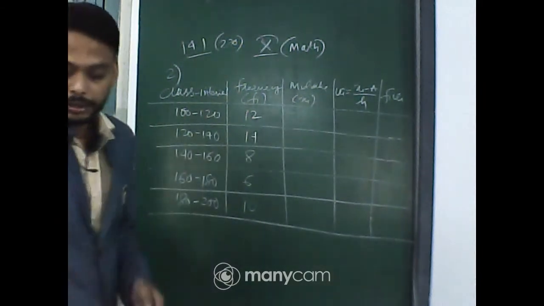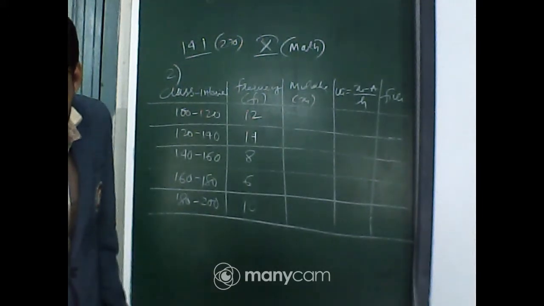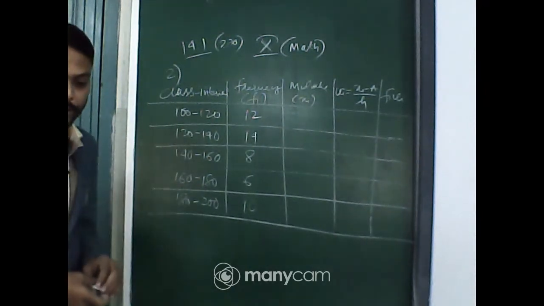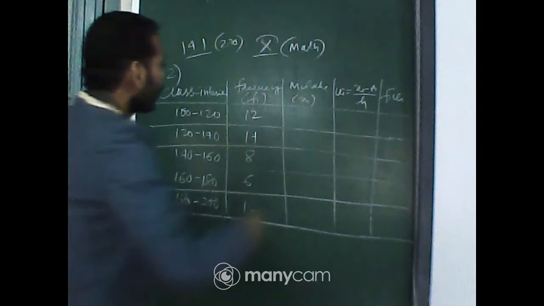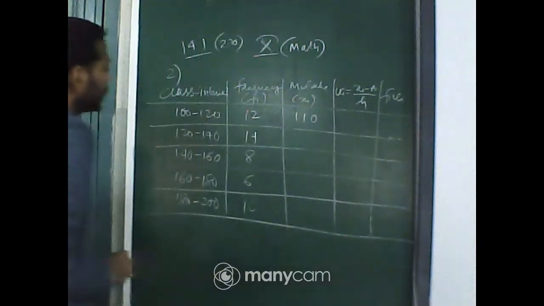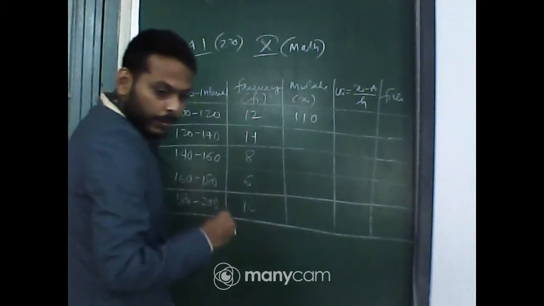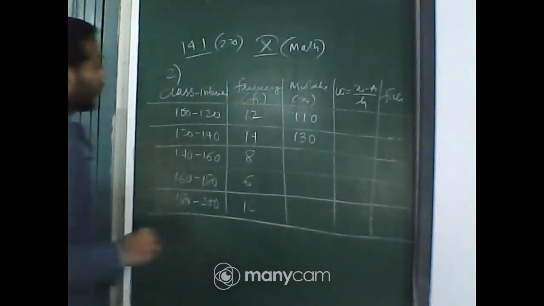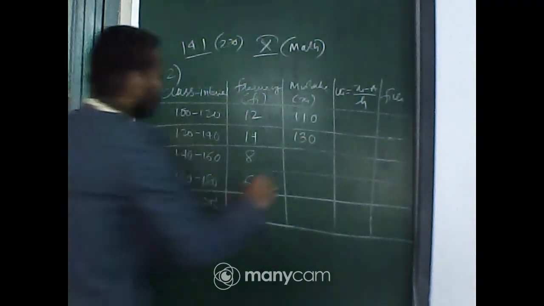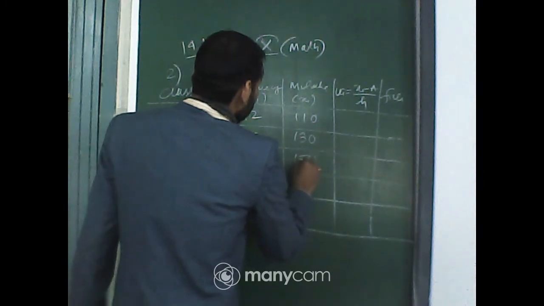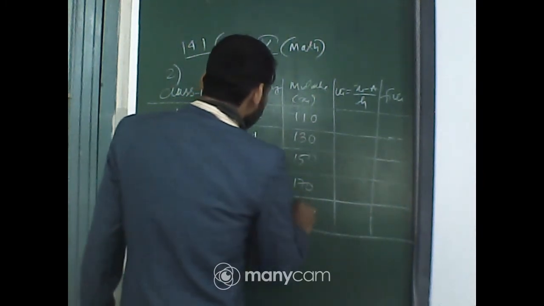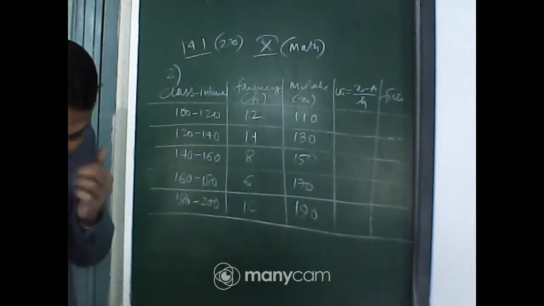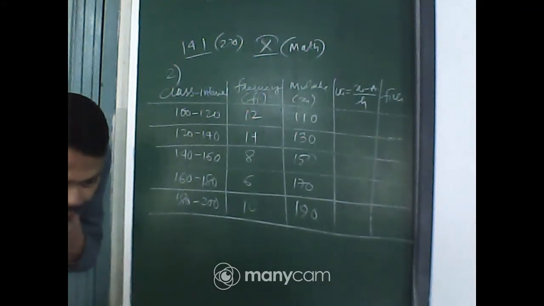Now tell me the corresponding mid values, one by one. 100 to 120, mid value 110, very good. Then the next one, 130. So the difference between the corresponding mid values is 20. So next one 150, just add 20, 150, then 170, then 190. Isn't it the calculation? 130, 150, 170, 190. Yes, very good.